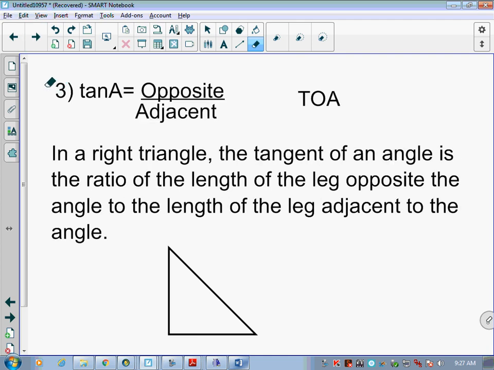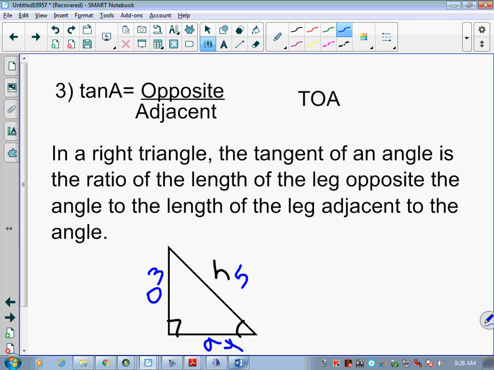All right? And the last one is tangent. Tangent is opposite over adjacent. So whenever I ask you what is tangent, you're going to tell me opposite over adjacent. So this may be one of the tougher ones just because we got our hypotenuse here. If this is my angle, this is opposite, this is adjacent. If we were dealing with a 3, 4, 5 right triangle, this is going to be 3 over 4.